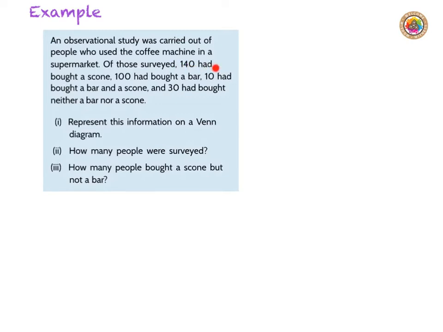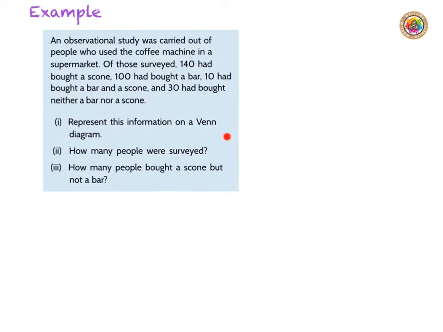Of those surveyed, 140 had bought a scone, 100 bought a bar, 10 had bought a bar and a scone, and 30 had bought neither a bar nor a scone. And so our first job is to represent this information on a Venn diagram.